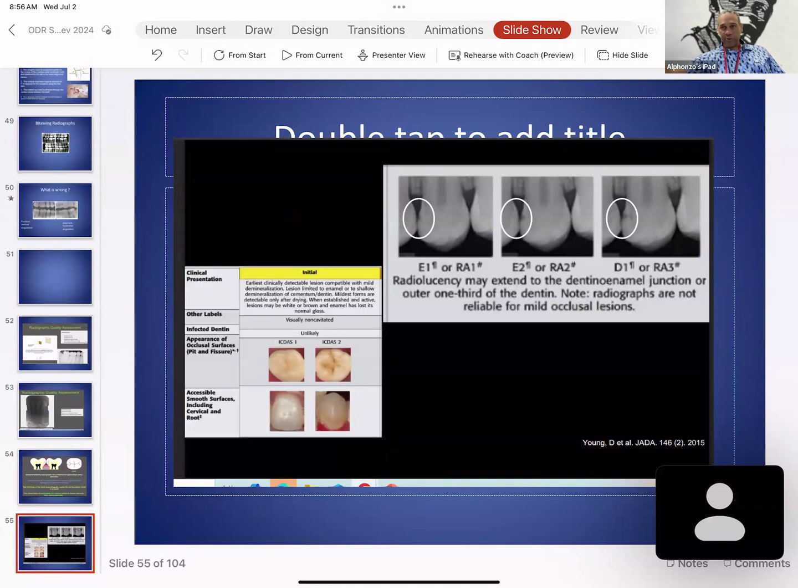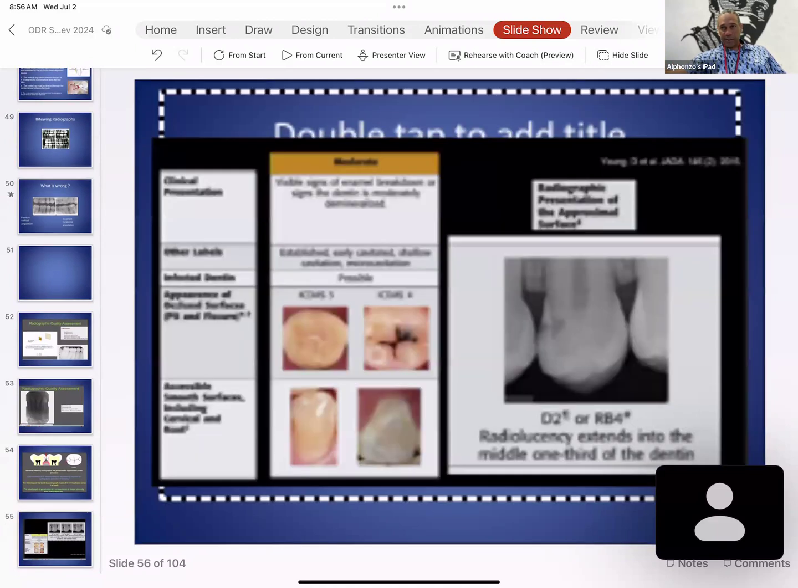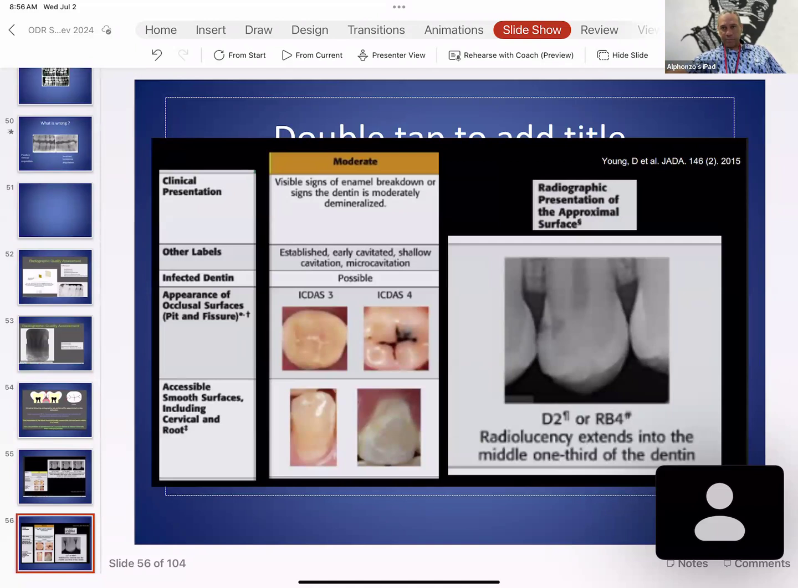Here's some more information on the E1, E2, D1, and what they mean. Make sure you understand those concepts. Here we have clinical presentation, what it would look like, the moderate presentation of enamel, so the visible signs of enamel breakdown.